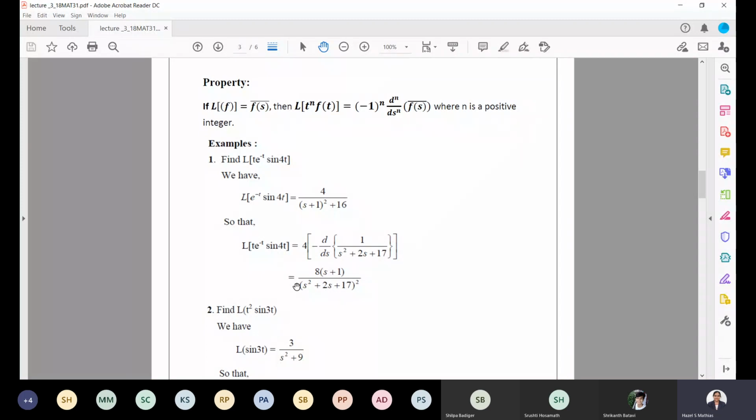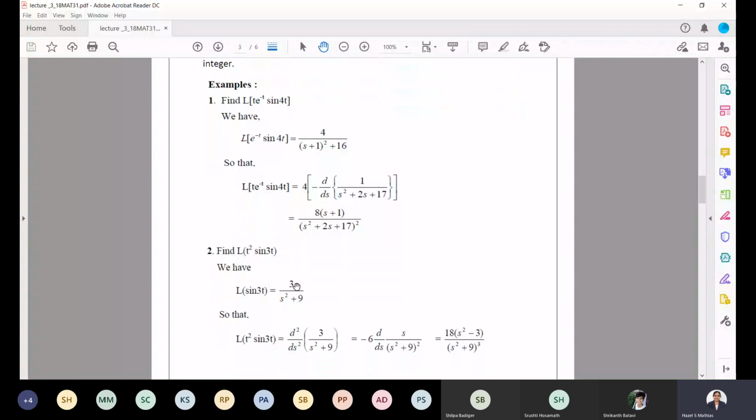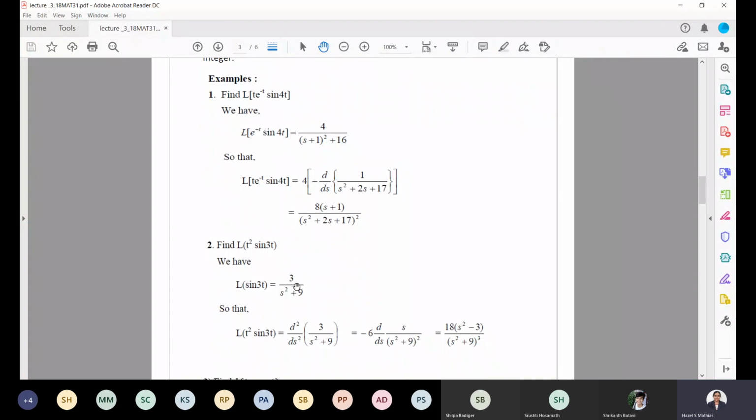Maybe after 4 to 5 classes, we'll be discussing this again. So remember this property. Don't forget any of the properties. They are very important. So we'll move on to the next one.